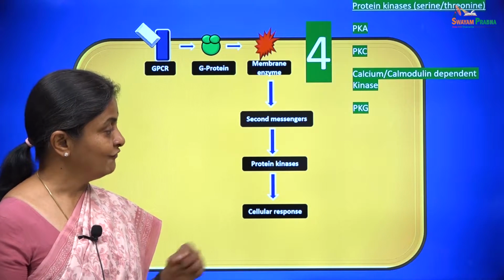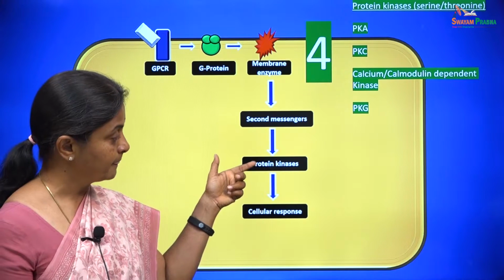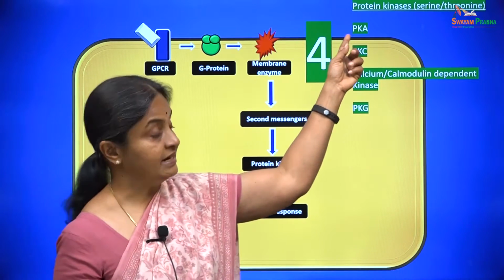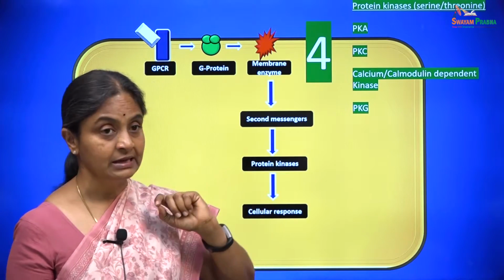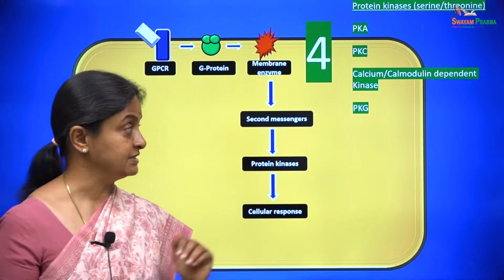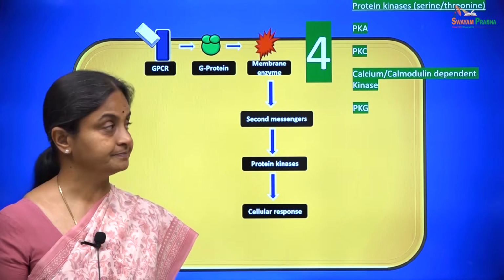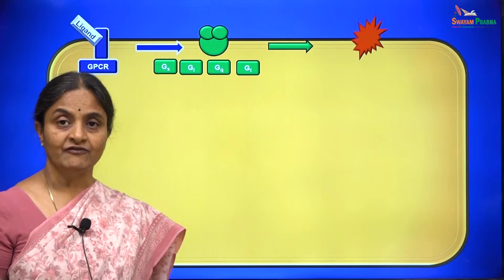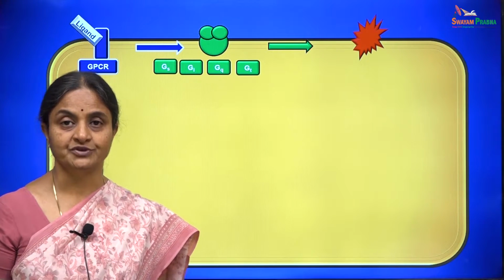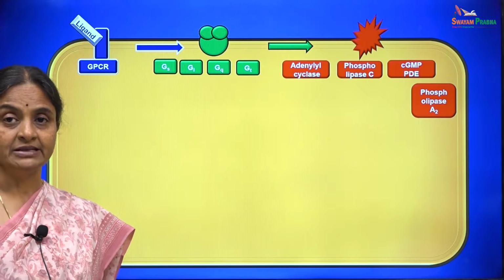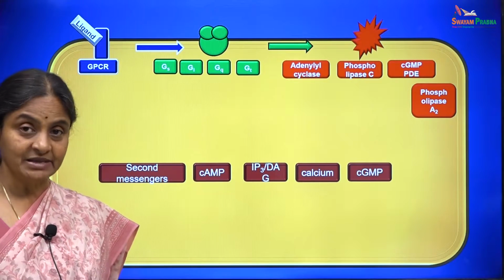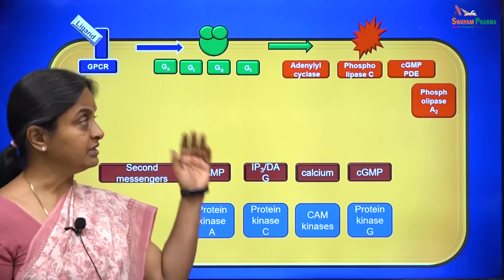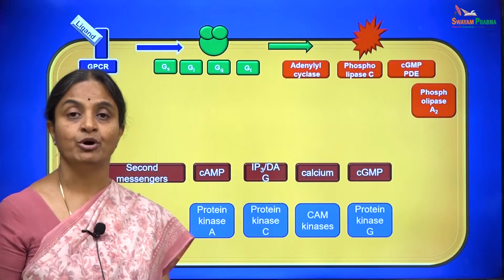Then we will consider four protein kinases within the cell. These are serine threonine kinases. These are protein kinase A, protein kinase C, calcium calmodulin dependent kinases, and protein kinase G. We have now seen that there are four predominant types of G proteins, four membrane enzymes, four second messengers, and four protein kinases. We will now see how these individual entities map onto each other.